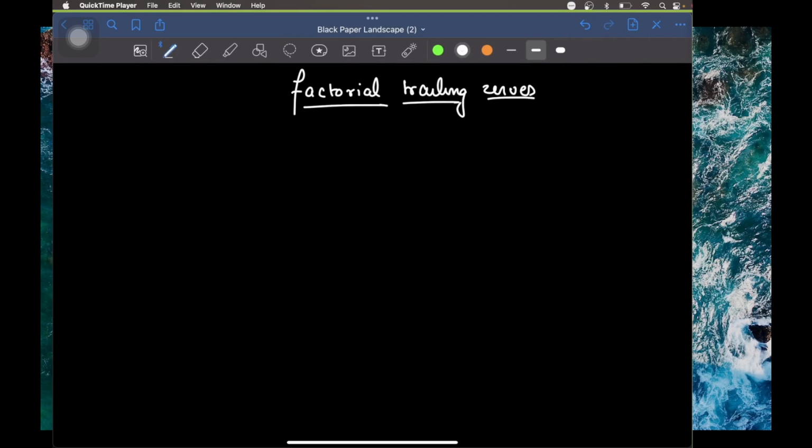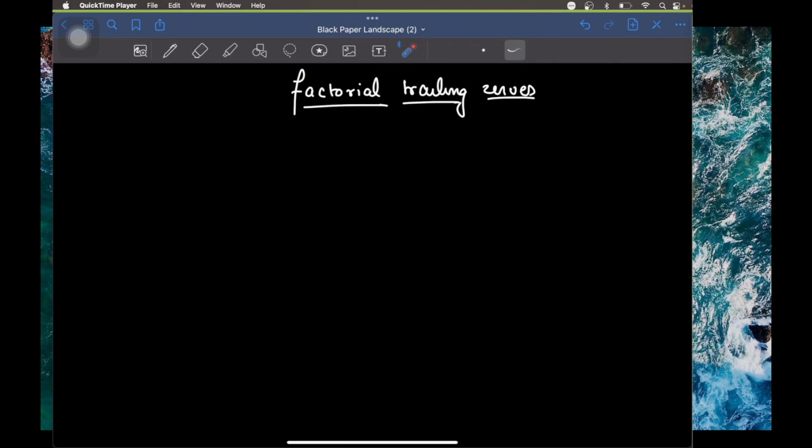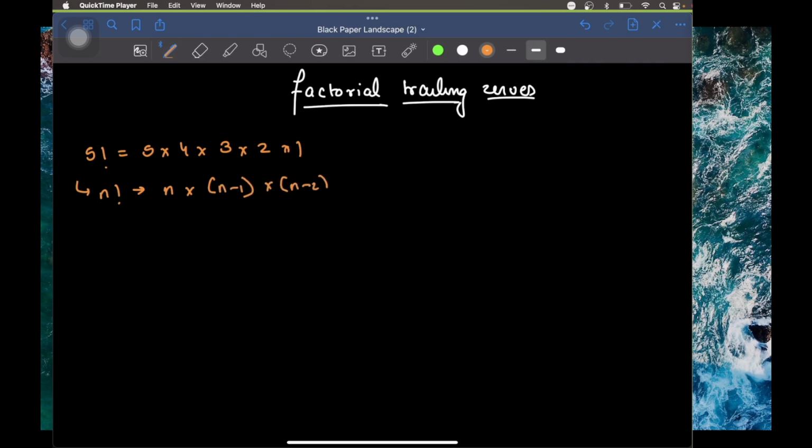Now, how can we solve this question? Before we start solving factorial trailing zeros, we need to understand first of all what a factorial is. If let's say you calculate 5 factorial, what is it? 5 into 4 into 3 into 2 into 1. It is a bunch of numbers getting multiplied together. So for a general value, n factorial is n into n minus 1 into n minus 2, and so on up till 1. Can I say that? Right.